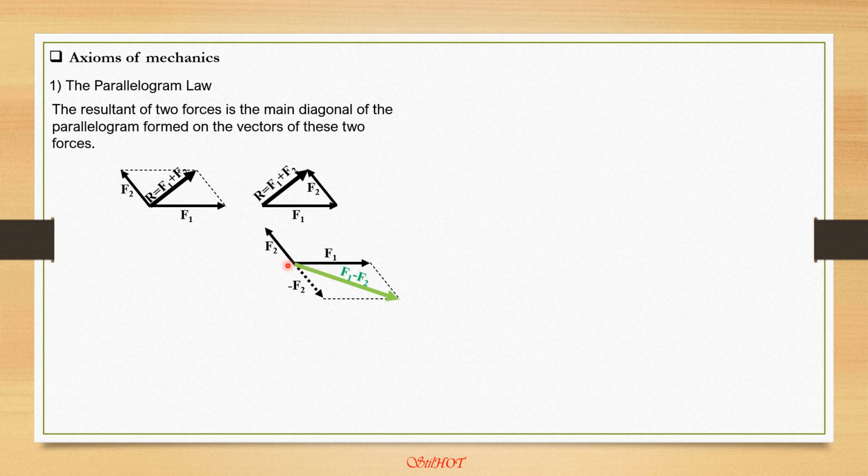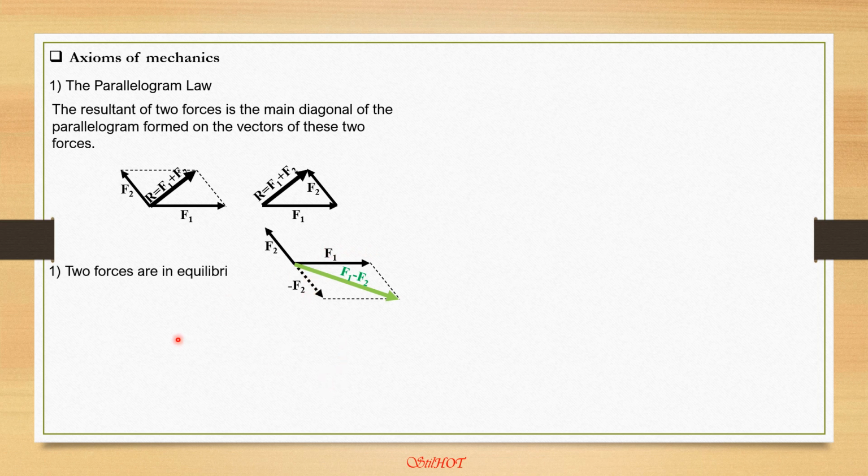So the arrow is from the tail to this tip, but if the arrow is from this tip to the tail, then it is the opposite. So it is F2 minus F1. But for this case, it is F1 plus the negative of F2.